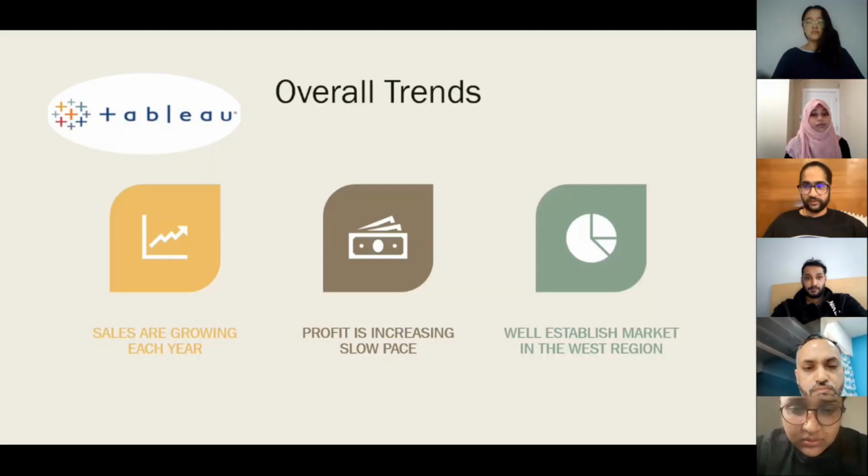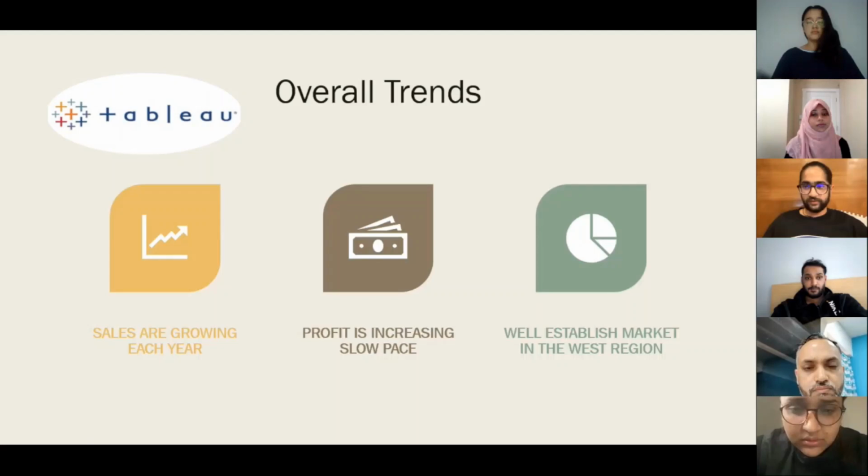The first one is that sales are growing each year, meaning that we're having fewer negative yields, and some products are also growing at a slow pace, such as tables. The second one is that profit is increasing at a slow pace, meaning that the trend is not upward, but instead it's maintaining itself or sometimes decreasing.